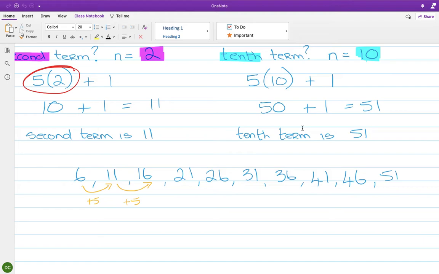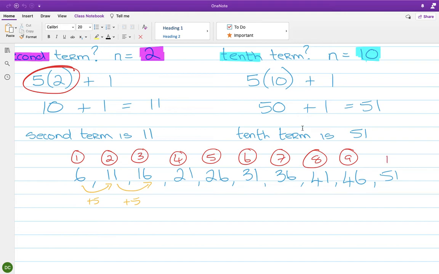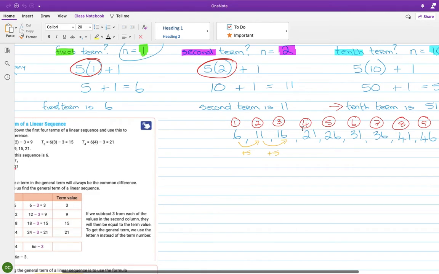Okay, and hopefully that works with what we should have gotten. The first term is 6, which is what we figured out. The second term is 11. We've just done the third, the fourth, the fifth, the sixth, the 7th, the 8th, the 9th, and the 10th. By just doing the sequence, I got that the 10th was 51, and when we used the general term, we also got that the 10th was 51. So that's how you use a general term.